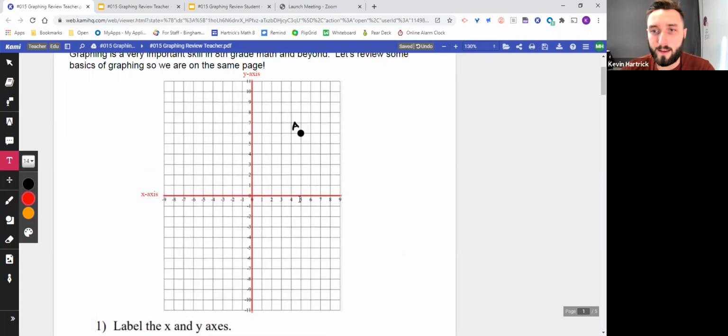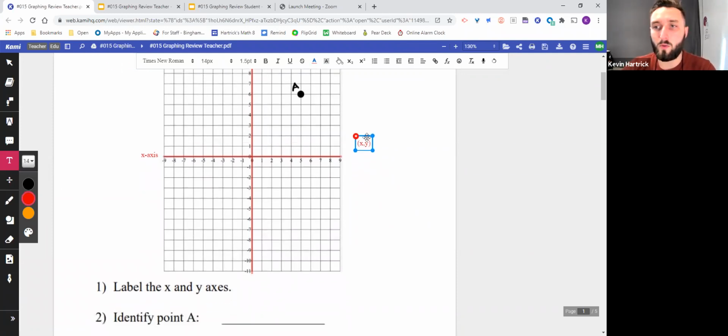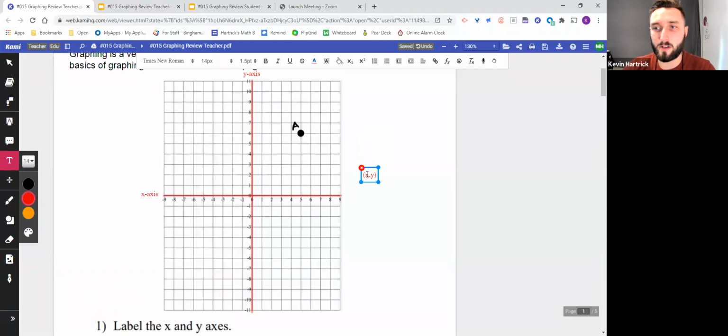Number 2, identify point A. So let's look at point A. When they mean identify it, they want us to tell them what the coordinate is of A. So in order to figure out coordinates, they have to look like this. First of all, they're always in parentheses. You have the x coordinate first, a comma, and then the y coordinate, and you close out your parentheses. So we're looking for what A is in terms of what its x value is and what its y value is. And we're going to plug them into these two spots in the point.